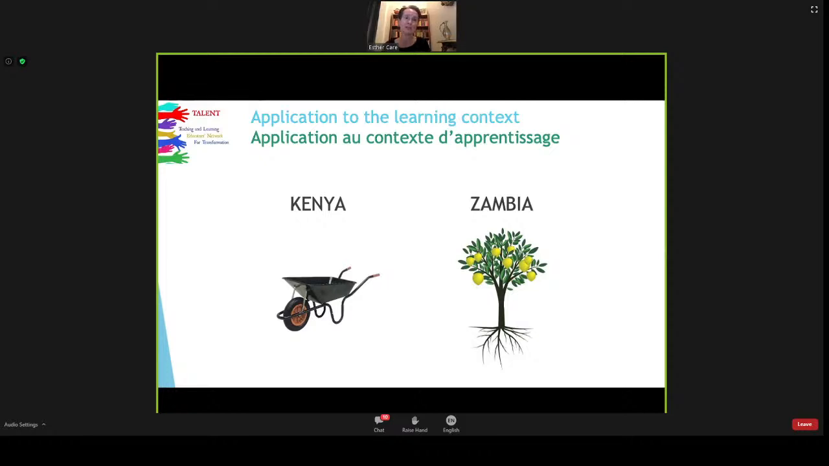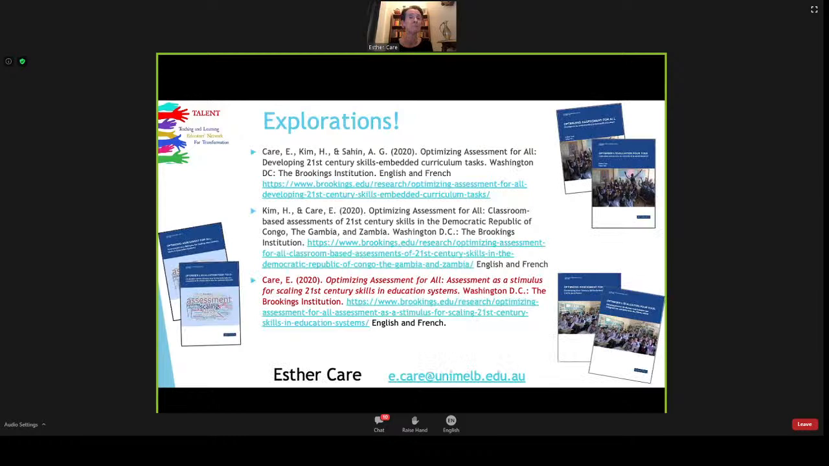Incidentally, these two illustrations are drawn from the work that we've undertaken together to develop assessments of 21st century skills. These are described in publications that the teams have put together. The publications are listed here, and again, you'll find all of this information up on the IIEP portal. So do have a look at these. They're in English and in French, in part because we had both Anglophone and Francophone countries participating in the work.